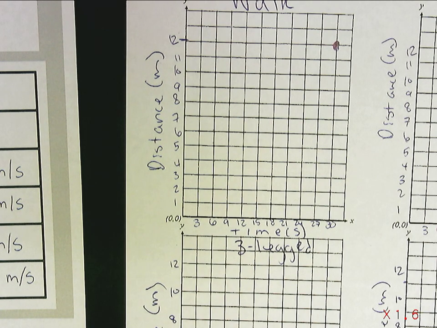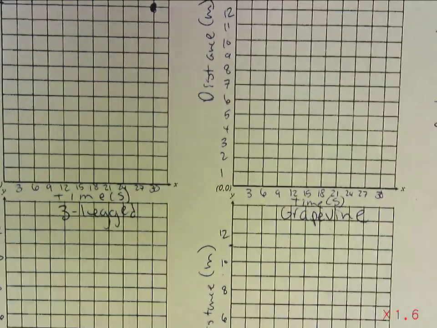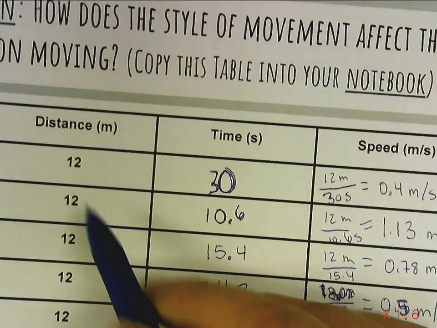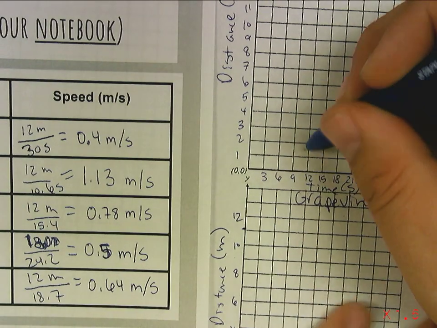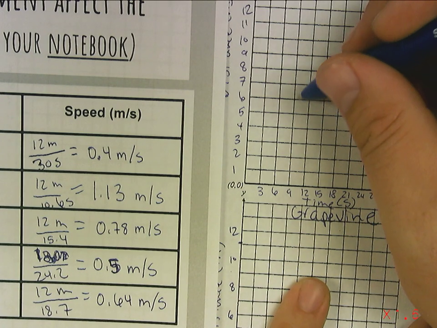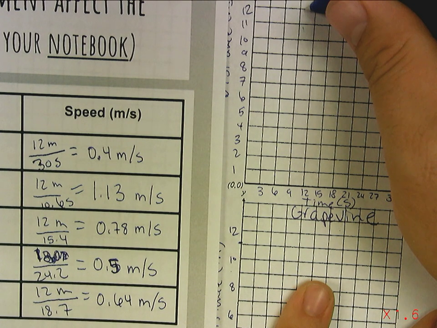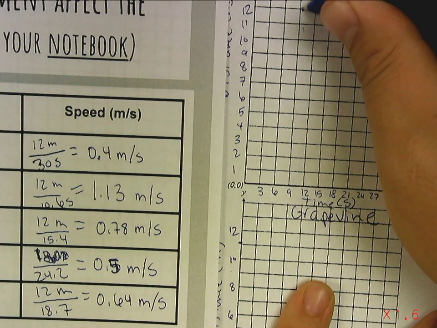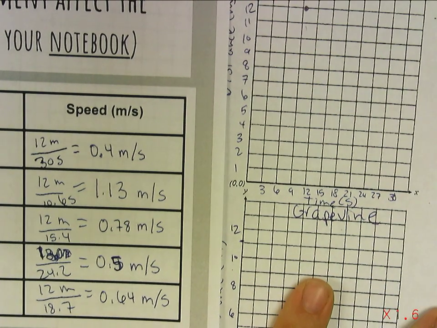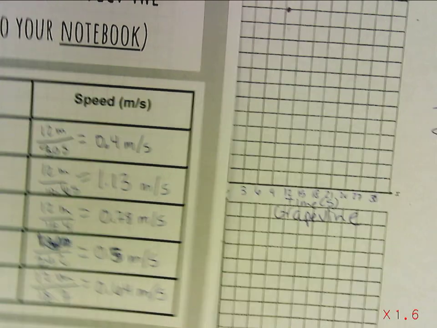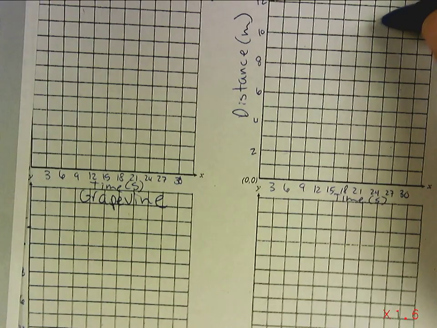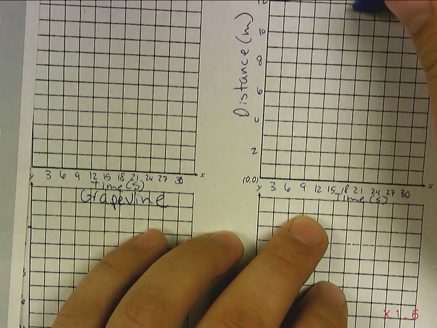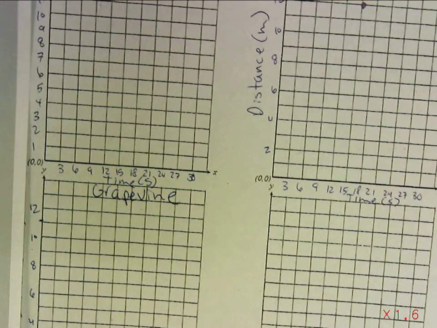Okay, so then I go on to the next one. For run, I had 12 meters and 10.6 seconds. So it gets a little bit tricky, but we're pretty good. 10 is going to be pretty close to this line, right about there. So we're going on to backwards. Backwards took me 15.4 seconds to run that distance. So putting that real close to the line, but just off it.